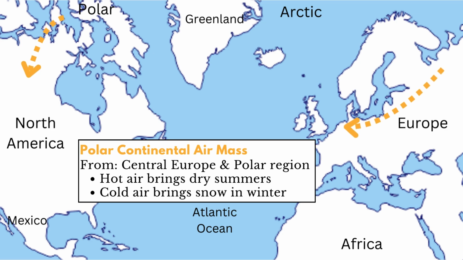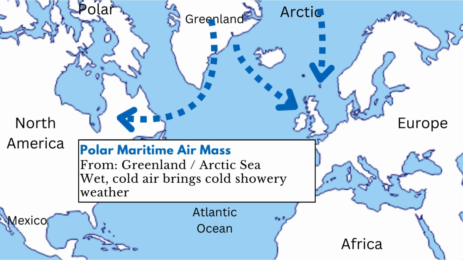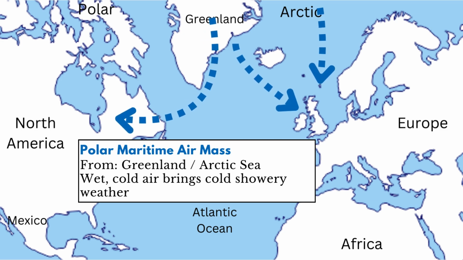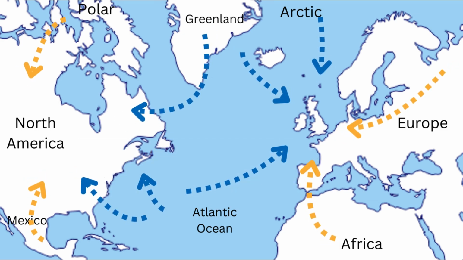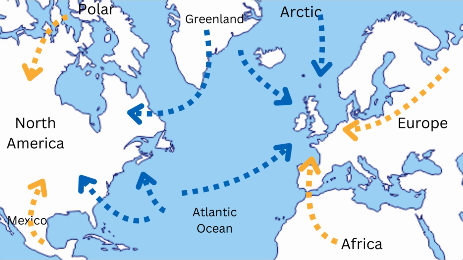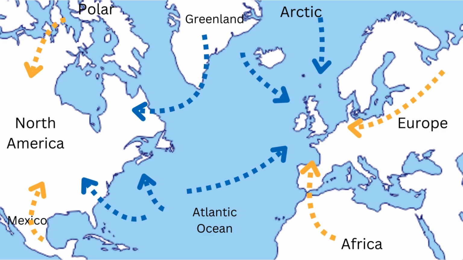The polar continental air masses can give us a breath of fresh air in the summer. In the winter, the cold air can bring snow to the UK. We call it the beast from the east. The cold and wet polar maritime air masses will bring cold and showery weather to North America and the UK. So now that we know what type of air masses the wind is bringing, we can roughly predict what type of weather we will be getting.